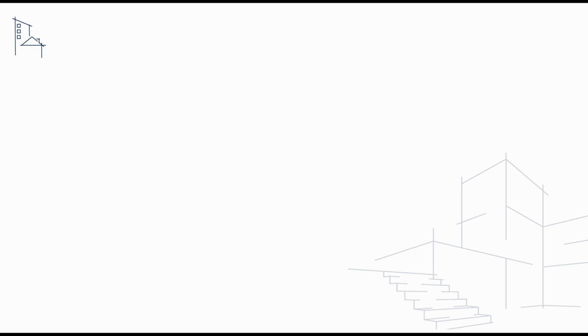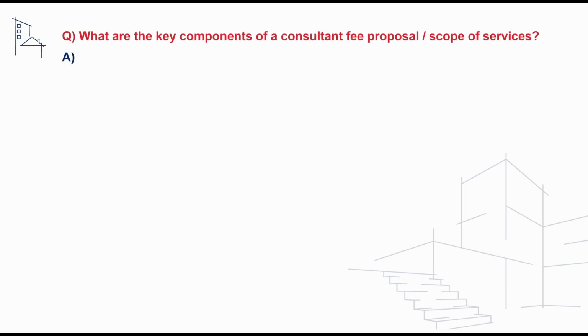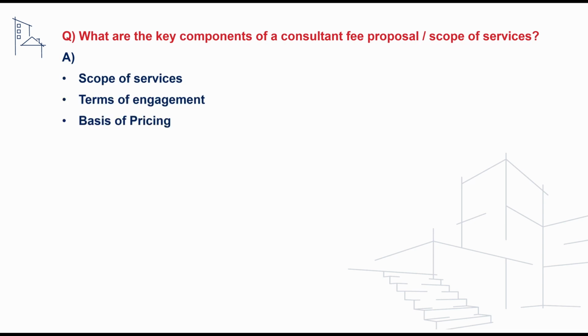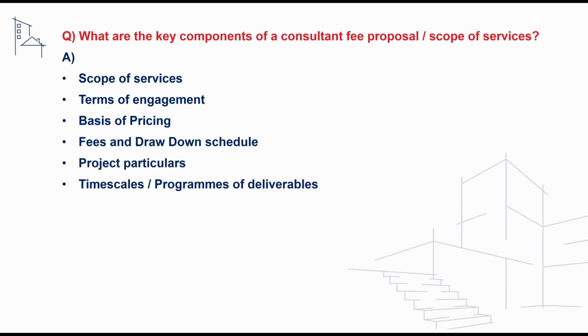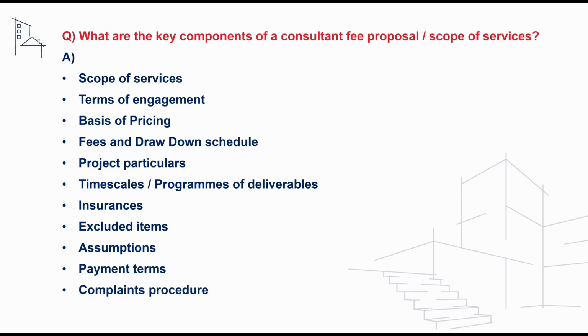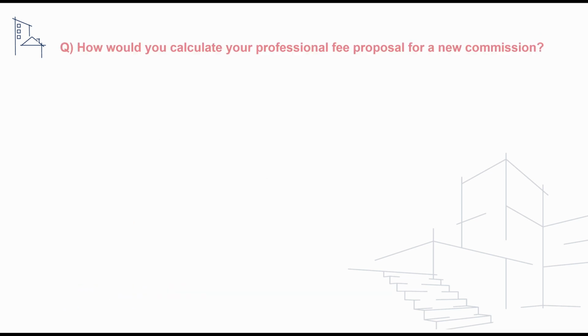The next question we'll take a look at is what are the key components of a consultant fee proposal? To address this, we can first of all make reference to the scope of services, the terms of engagement, the basis of pricing, the fee and drawdown schedule, project particulars, timescales, programs of deliverables, any insurance requirements and excluded items, any assumptions that have been made, the payment terms, complaints handling procedure, and the project team being put forward, and supporting CVs.